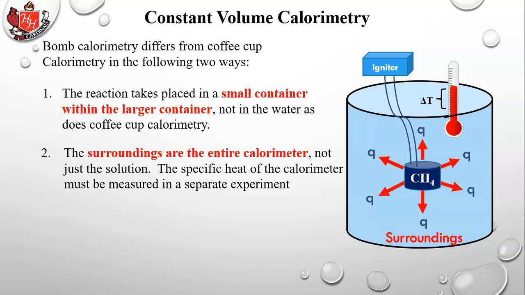The specific heat of the calorimeter must be measured in a separate experiment. So in other words, the heat that comes out of that little chamber inside where CH4 is, it's not just going to be absorbed by the water, it's also going to be absorbed by the calorimeter, that is the big container there. Some of it is going to go in there. So you need to know what the specific heat is, not just of the water, but of the entire calorimeter. And that's just a difference between bomb calorimetry and coffee cup calorimetry.